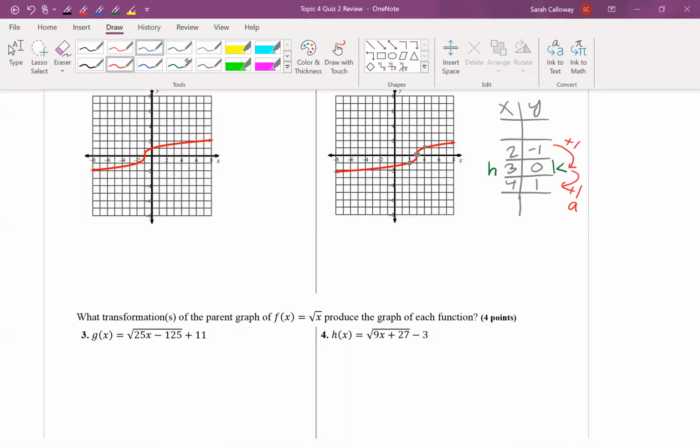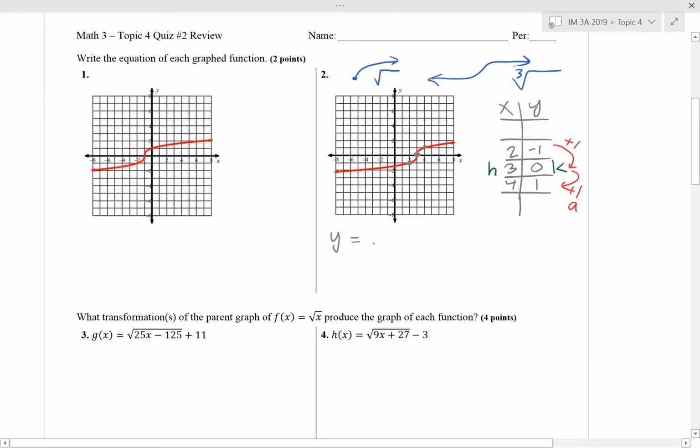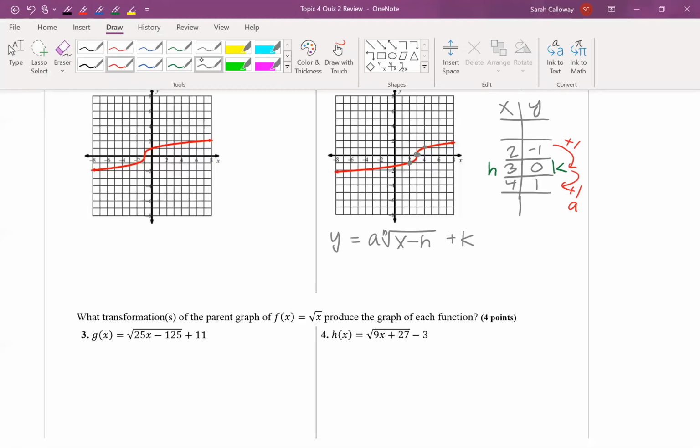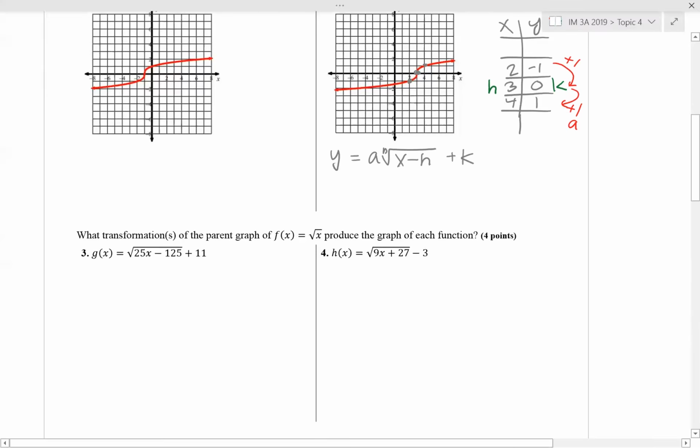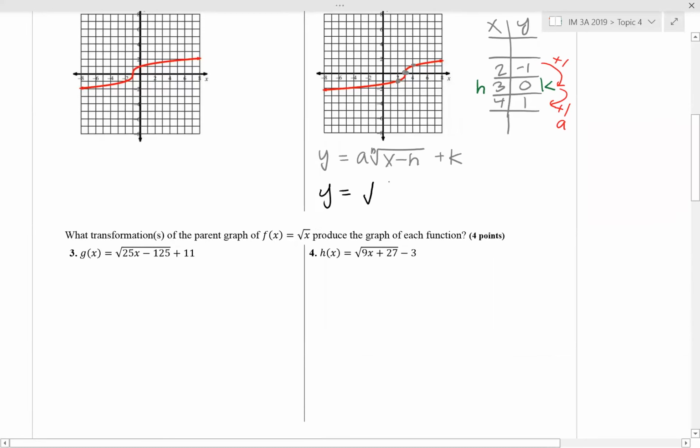If I'm using the transformational form of a radical, I'm writing the equation y equals a times the nth root of x minus h, plus k. We've already determined that this is a cube root. Since our a is 1, our equation is just going to be y equals the cube root. h is 3, so x minus 3 is going inside the radical. Since k is 0, we aren't going to add anything at the end. So the equation for this is just y equals the cube root of x minus 3.